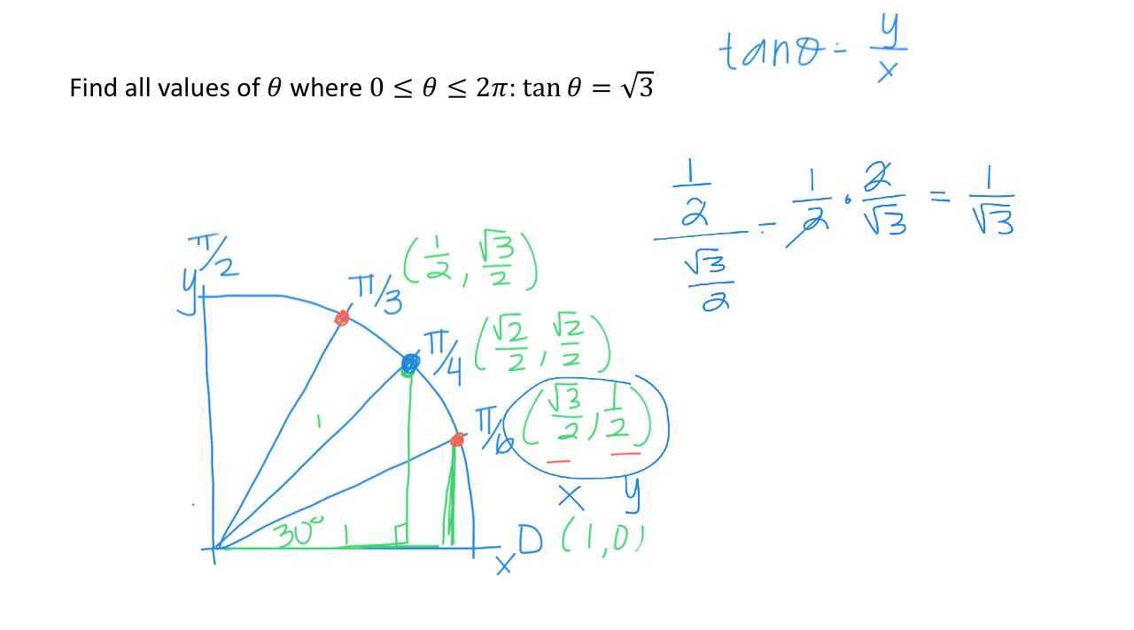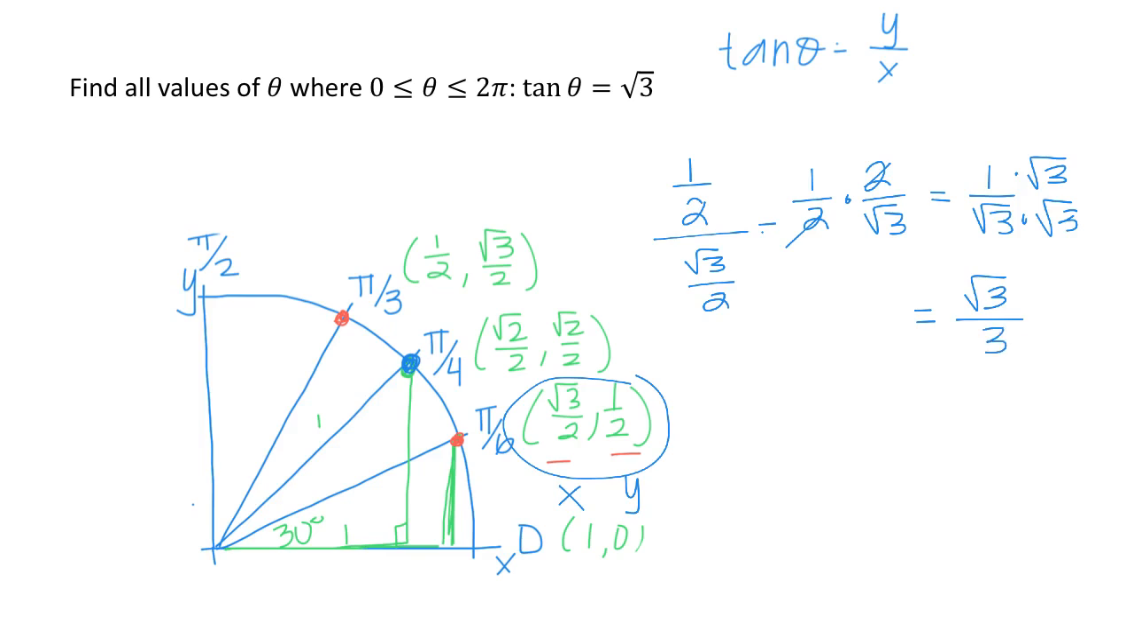Remember, I can't have a square root in the denominator, so I'm going to multiply the numerator and the denominator by square root of 3. I get 1 times root 3 for the numerator, and square root of 3 times square root of 3 is 3 in the denominator. That did not give me square root of 3.